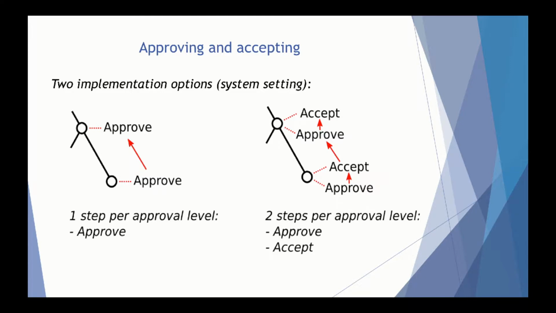There is a system option that you can set as to whether you have acceptances for every approval. So the simple case is on the left, where you approve it at one node, and then immediately you can approve it at the next higher level node. But if you want, through a system setting, you can set that acceptances are required in your system. What that means is, you approve it at a lower node, and then a user from a higher level has to accept it at that node before you can then approve it at the higher node.